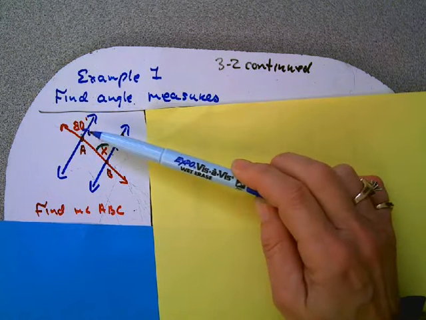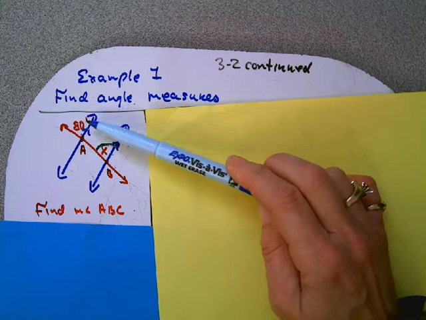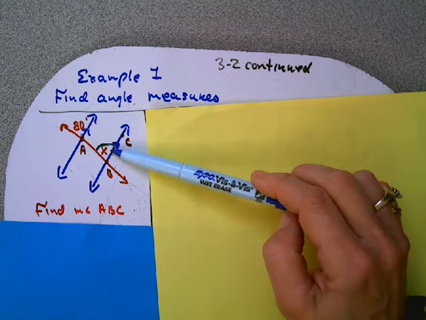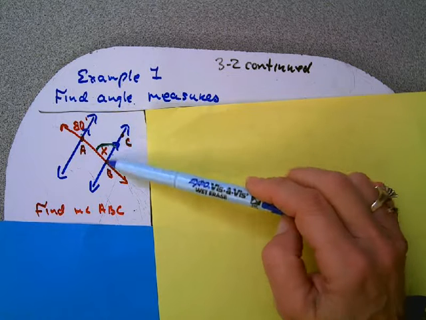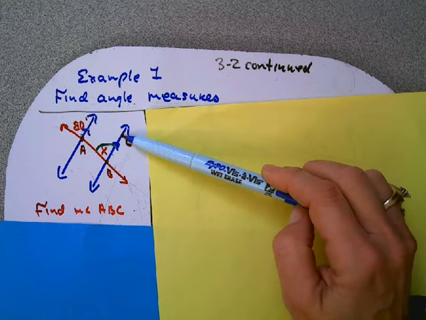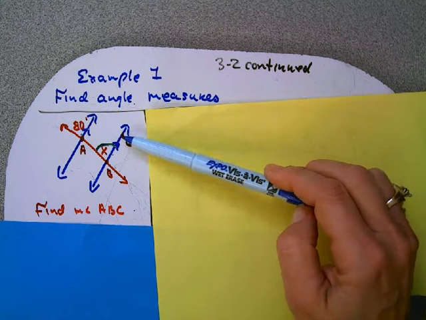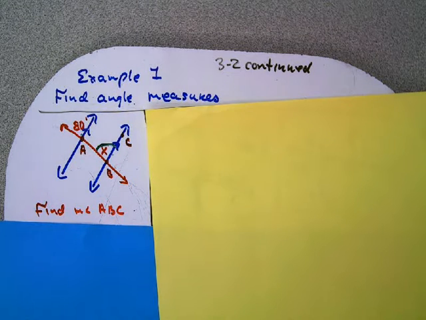And I know this is 80 degrees and this is x degrees. And I want to find the measure of angle ABC. Well, I think about the angles I know. I know corresponding angles are congruent, and alternate interior and alternate exterior angles are congruent. Also, from the last video, same side interior angles are supplementary, same side exterior angles are supplementary.